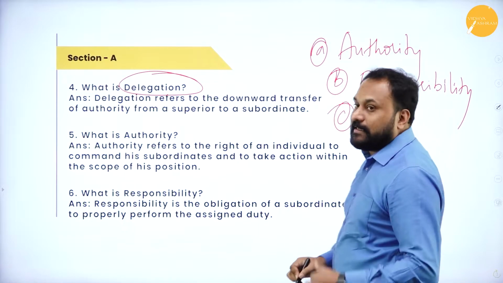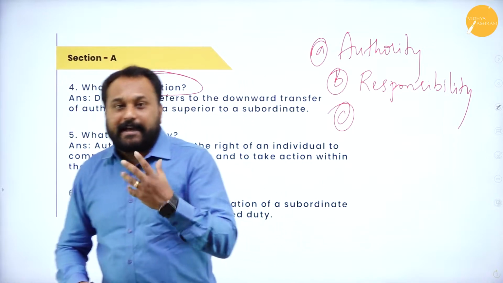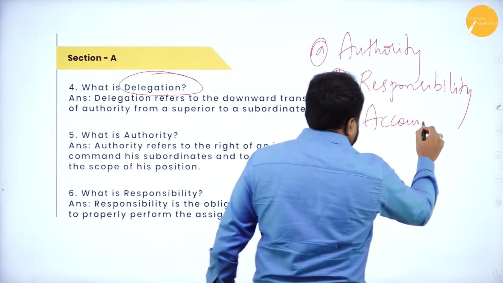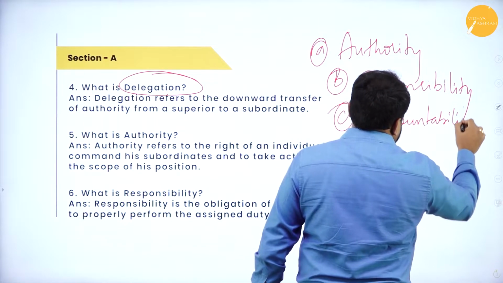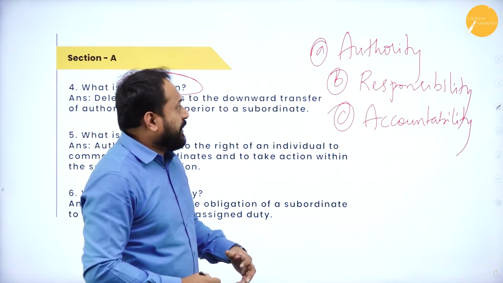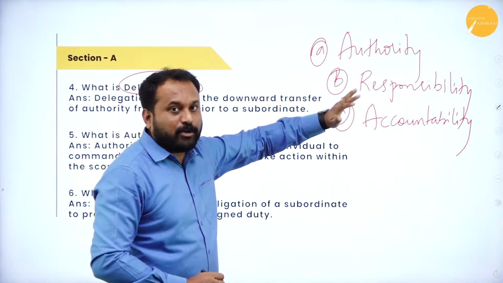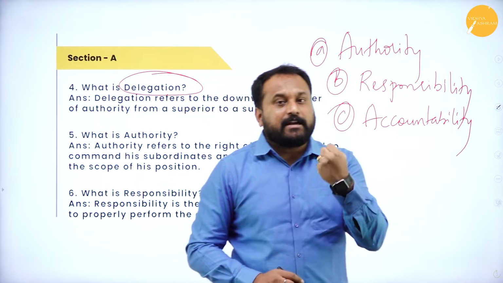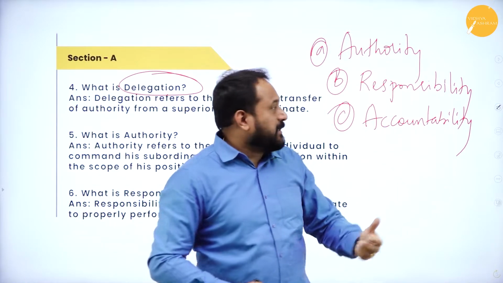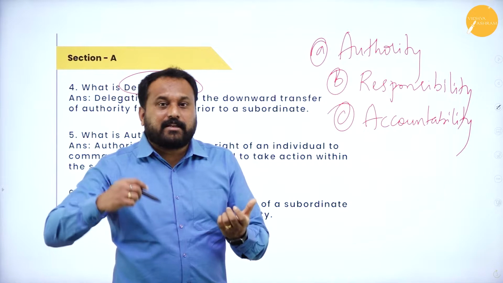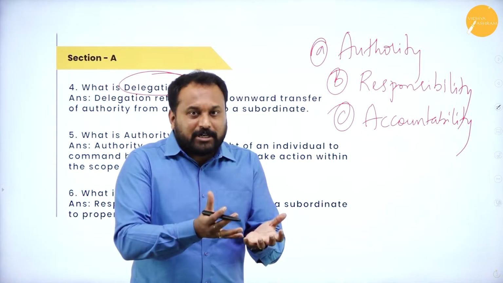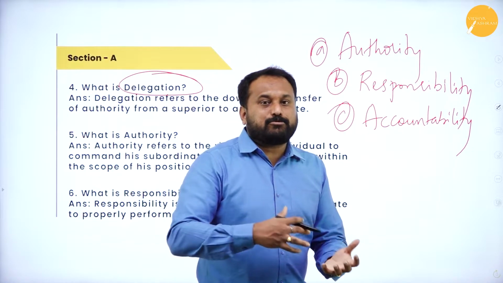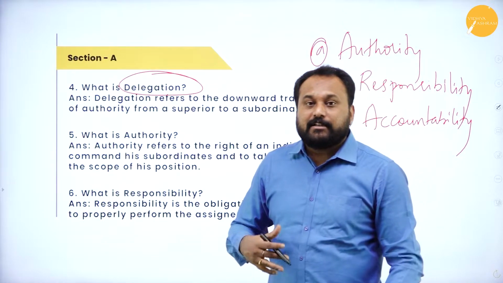And the C part, that is the third element of delegation, is called accountability. So you will definitely get a question: what is authority, what is responsibility, what is accountability? I'll just tell you here. Authority is a supreme power which you get so that you can actually ask people to get the work done. Responsibility, in the sense here, the subordinate will be responsible towards his superior. Accountability, in the sense, what all you people have done, you are supposed to narrate the same thing to the superior. That is called accountability.